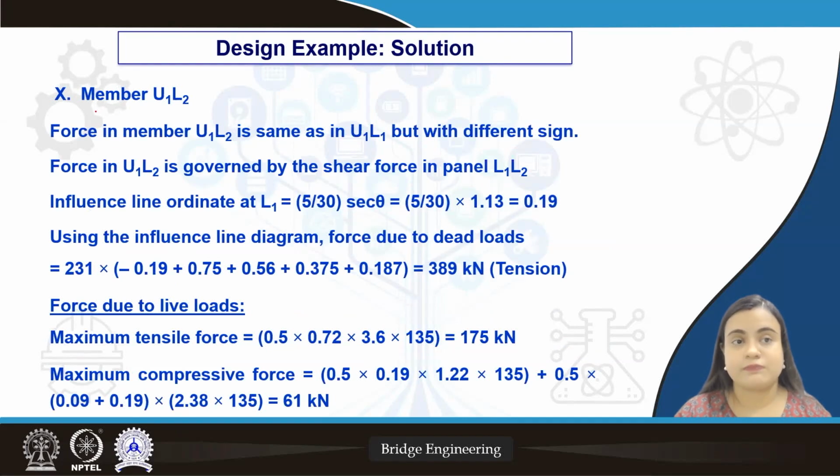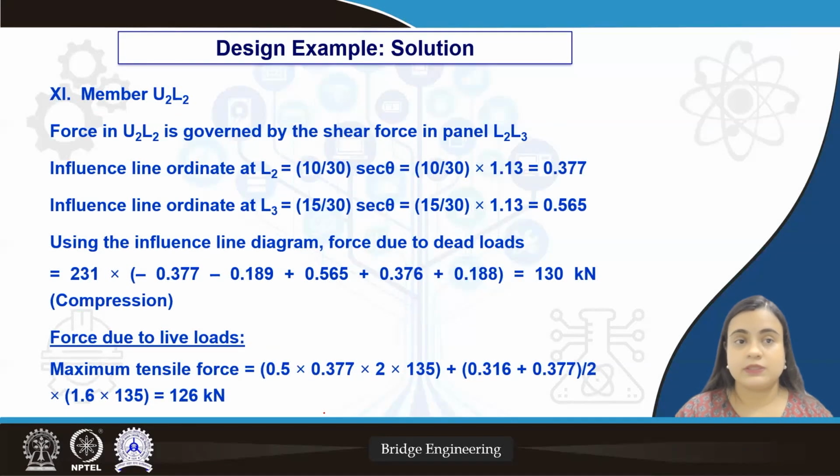Next member is member U1, L2. The force in member U1, L2 is same as U1, L1 but with different sign. So that's why the force due to dead load in this member will be 389 kilonewton in tension, and the maximum tensile force will be 175 kilonewton while the maximum compressive force will be 61 kilonewton.